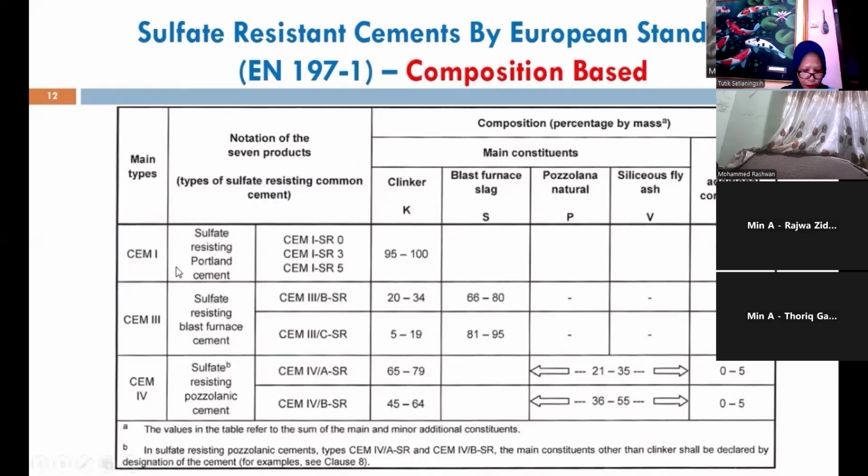CEM III sulfate-resistant blast furnace slag cement. And finally, CEM IV sulfate-resistant pozzolanic cement. In this type, there are two subdivisions, A SR and B SR. And the amount of C3A in these two subdivisions must not exceed 9%.